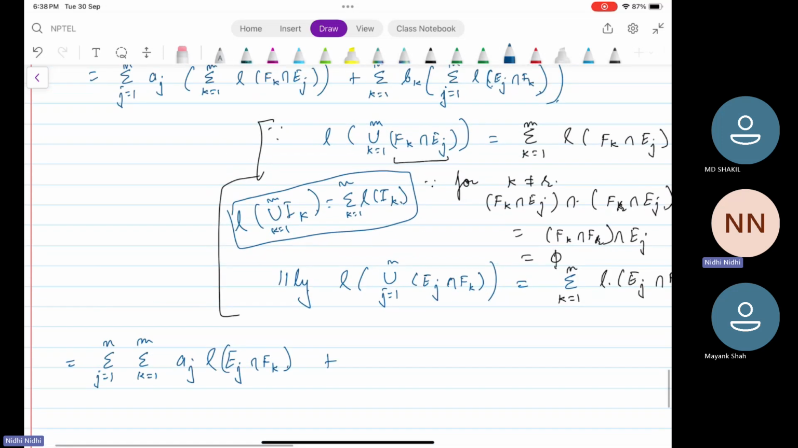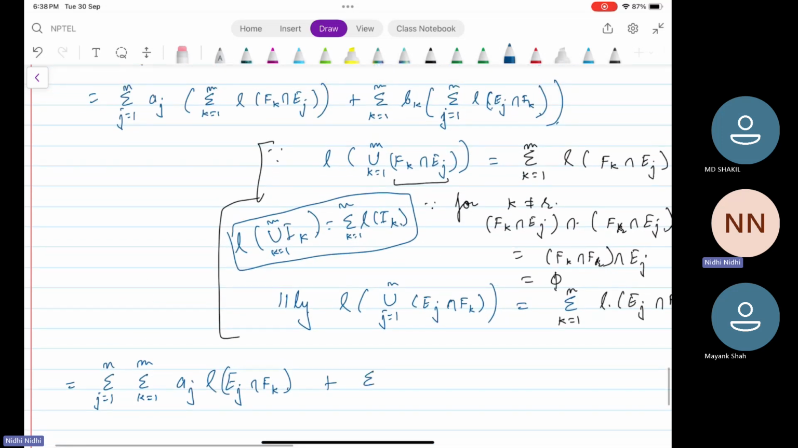plus summation k from 1 to m, j from 1 to n, or write it in the same form, summation j from 1 to n, k from 1 to m, bk, length of Ej intersection Fk.